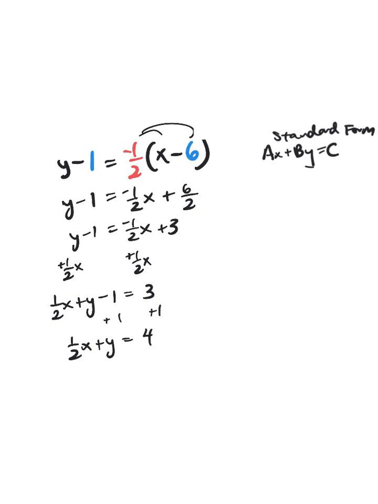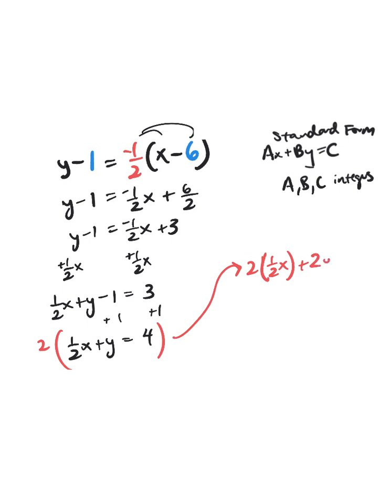And now I need to get rid of that fraction because in standard form, a, b, and c are integers. In order to do that, I can multiply everything by 2. So I've got 2 times 1/2 x plus 2 times y equals 2 times 4, which gives me x plus 2y equals 8. And this is my solution.